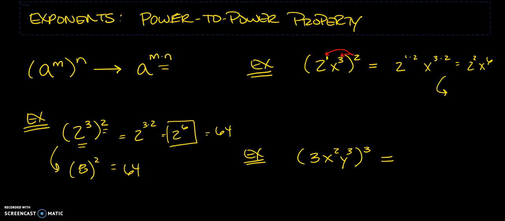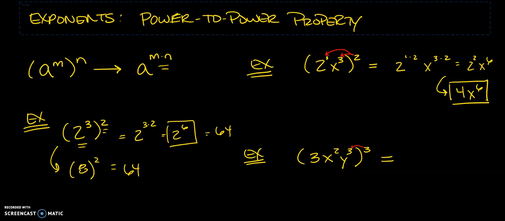Now we would simplify that a little further. 2 squared is 4, so my answer would be 4x to the 6th. So again, we multiply the outside exponent by every exponent on the inside. That's the power-to-power property. So let's do it again in our bottom example.